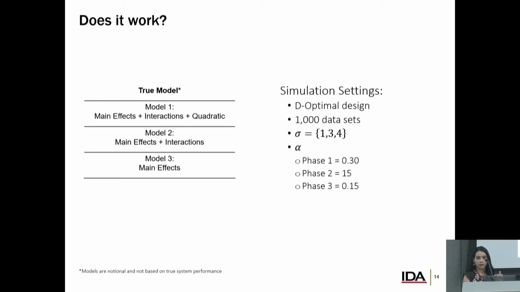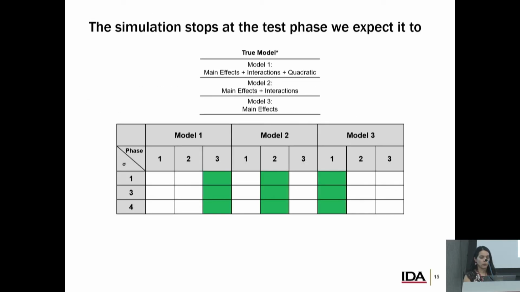The optimal design for the non-sequential, 1,000 data sets for each of these experiments. And then different variability and confidence levels, which are the alphas for each phase. We start a little bit more conservative, saying, well, instead of like 80% confident, I'm 70% confident on phase 1, and then 85 for the other 2 phases. So let's see if the simulation stops where it's supposed to stop, right?